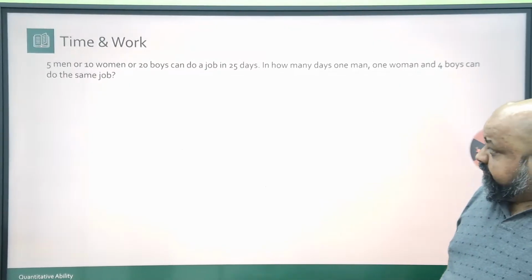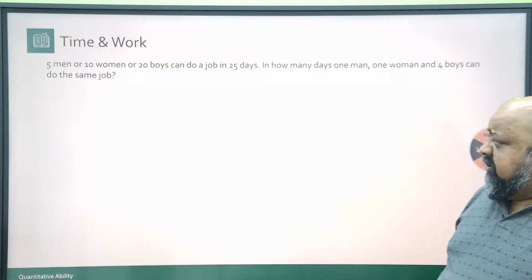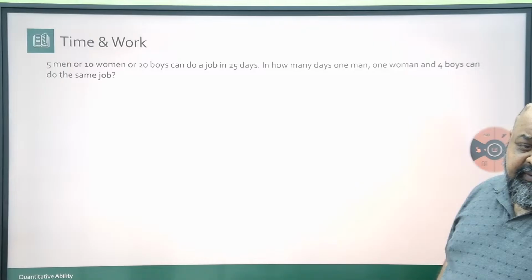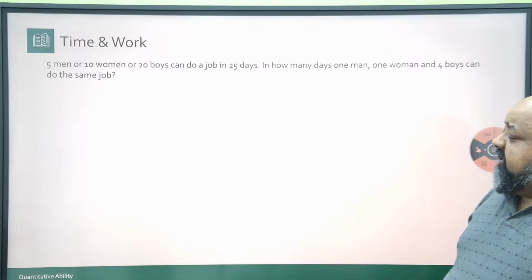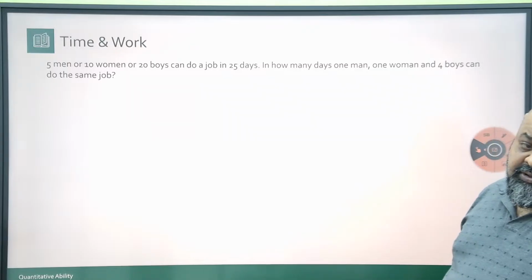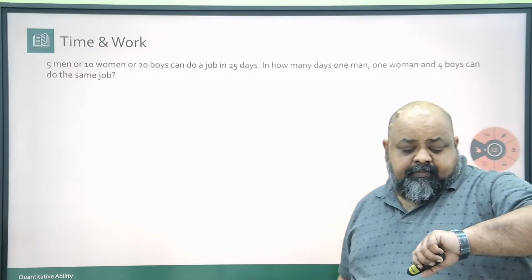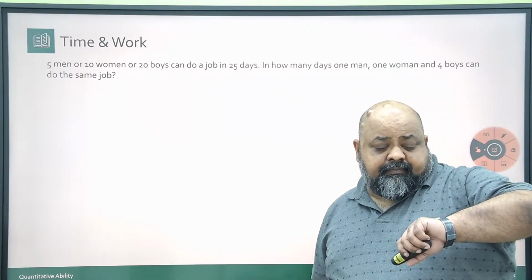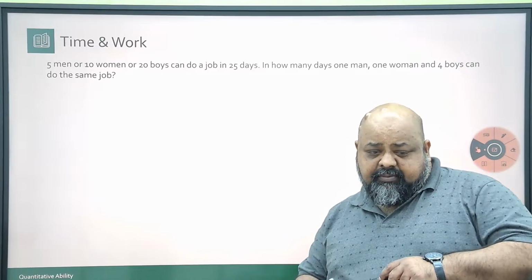इसका एक क्वेश्चन और देख लेते हैं. 5 men or 10 women or 20 boys do work in 25 days. In how many days will one man, one woman and 4 boys do the same work? You have 1.5 minutes for it.